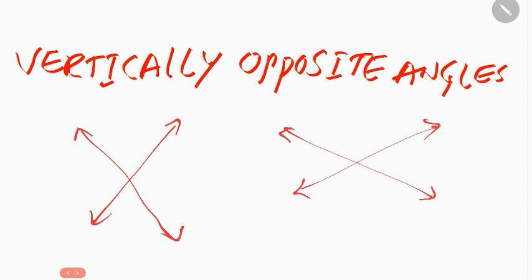Then coming to vertically opposite angles, when two lines intersect at a point, we have a total of four angles. In this, the exactly opposite angles are called vertically opposite angles. Here you see this angle and this angle, both are vertically opposite, and this one is vertically opposite. Here these two are vertically opposite, and here these two are vertically opposite angles. And vertically opposite angles are always equal.